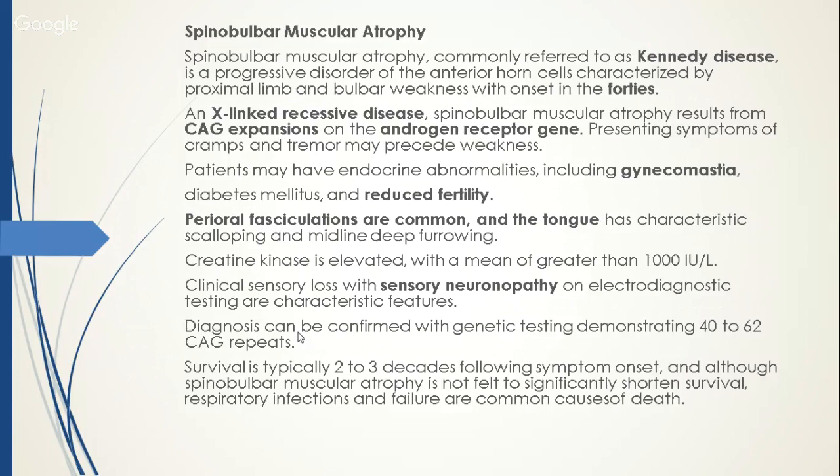With spinal bulbar muscular atrophy, it's not as bad as ALS in terms of the respiratory involvement and survivability, although they will still have respiratory infections, and that will be the cause of death instead of the respiratory compromise in ALS.